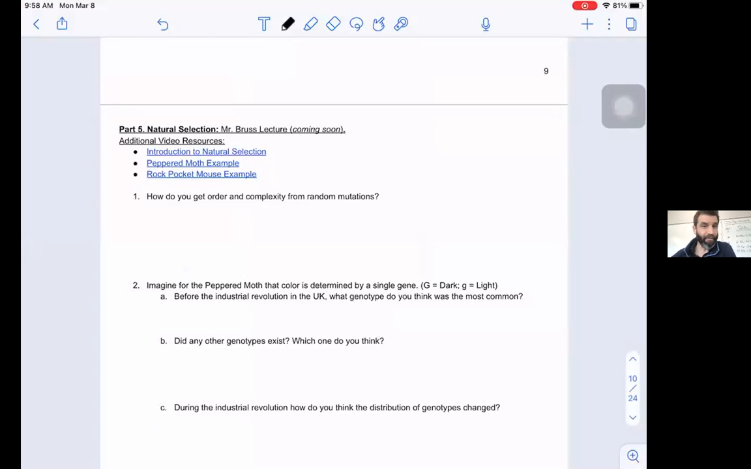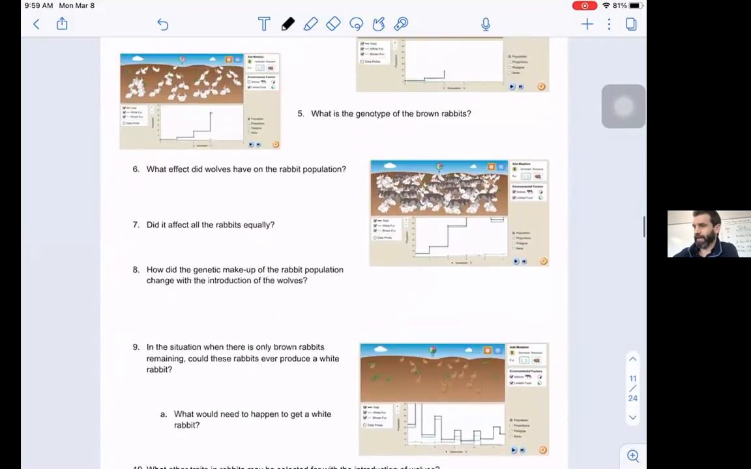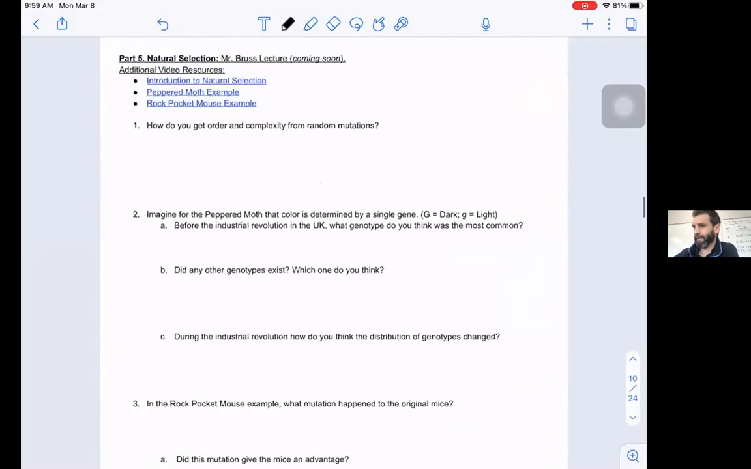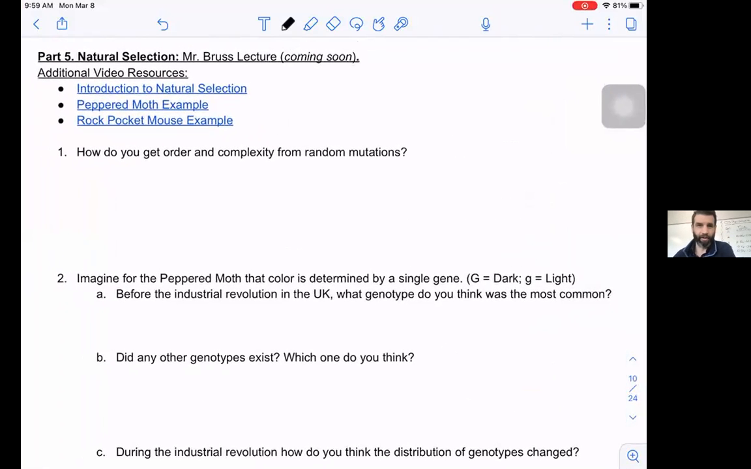So this is part 5 of natural selection, and this is what we're going to cover today. The first is a very large question that gets at something that I'm not going to test on, but I want to plant the seed and get you to start thinking about it. And that is, how do you get order and complexity from random mutations?